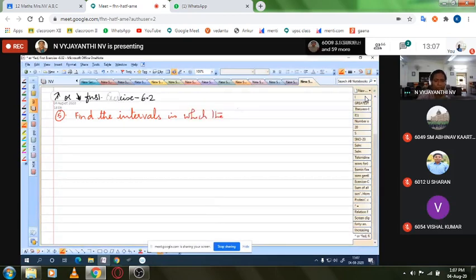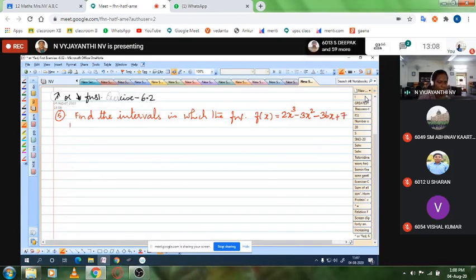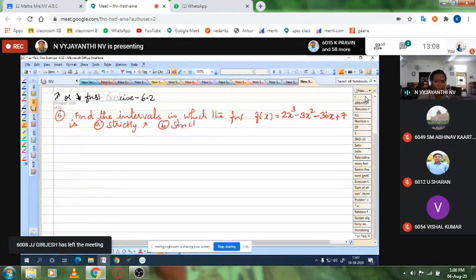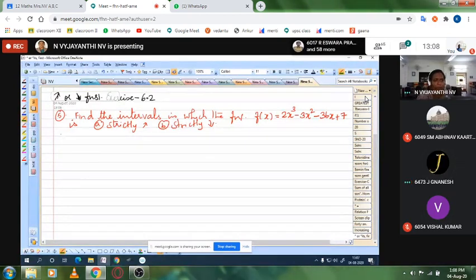For which intervals is the function f of x equal to 2x cube minus 3x square minus 36x plus 7 strictly increasing? Second one, strictly decreasing. So now the function is a cubic degree polynomial, isn't it? So how to solve this?